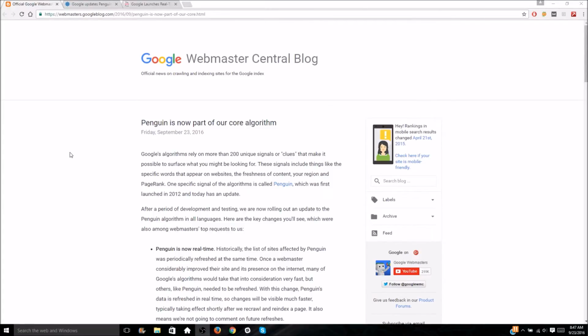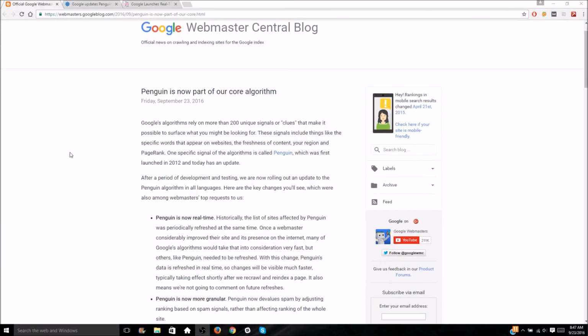So today, Friday, September 23rd, Google announced through their Webmaster Central blog that Penguin 4.0 is now part of their core algorithm. What this basically means is there are no more updates or refreshes of Penguin, but we'll get into the details right here.